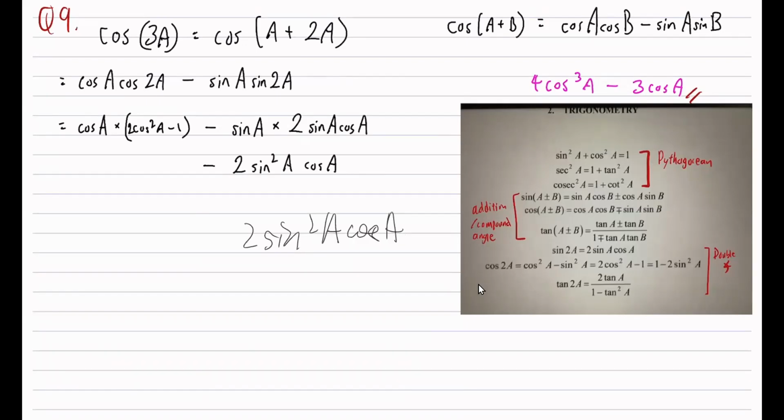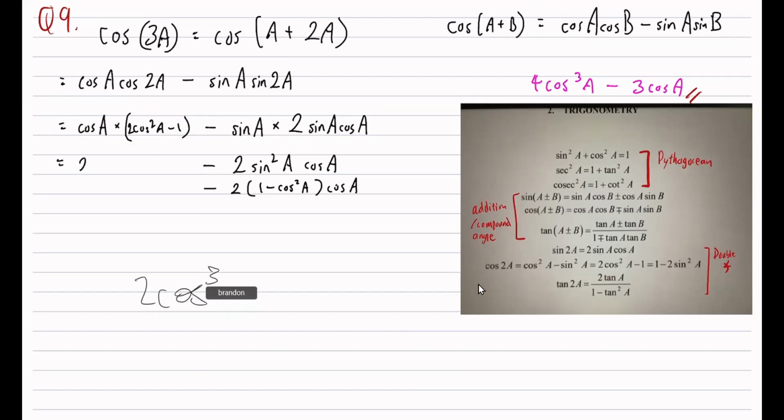But you need everything in terms of cosine. So what should you do to the sine square? 1 minus cosine square. Exactly. Very good. So you're almost there. How about this part? Let's just expand it out. Cosine A times 2 cos square A, that's cos cube A minus cosine A. Very good. So let me just copy and paste it so I can be neat.